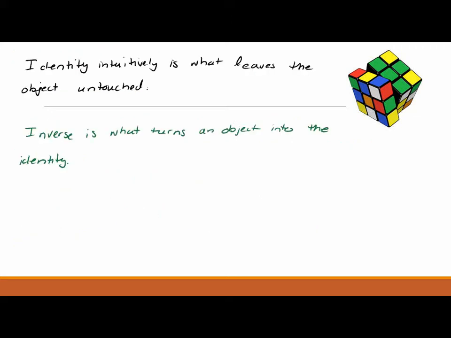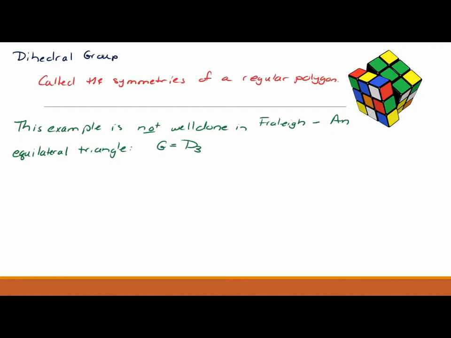So I should have actually told you this, that what we were looking for is that the identity intuitively leaves things unchanged, and the inverse is what turns the object back to the identity. But I think as soon as you were playing, you got the idea with that.